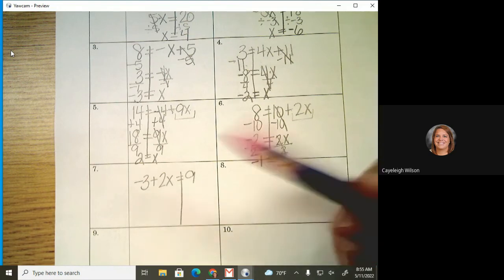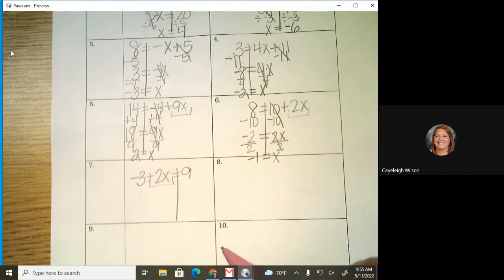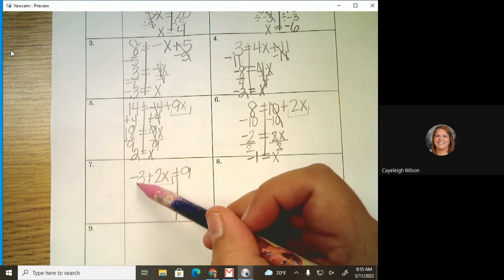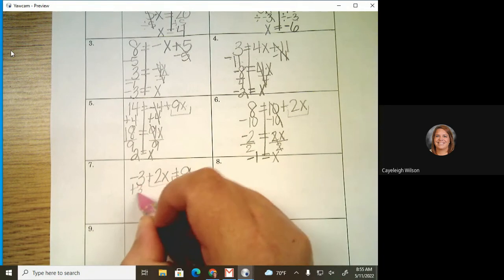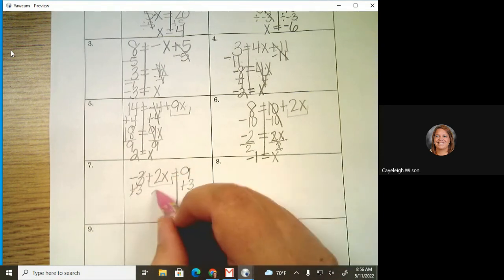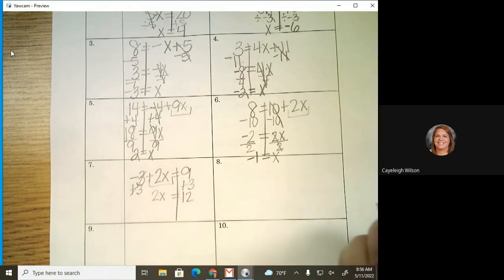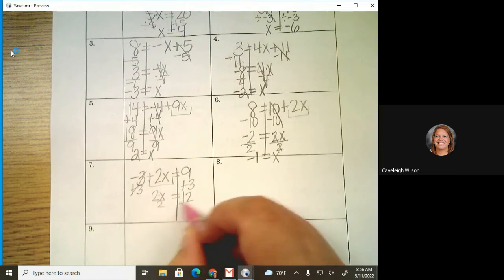Okay, so looking at the side that the x is on, I know I want to get this 2x by itself first. So I need to get rid of this negative 3, because I always want to get rid of the number first, undo the addition and subtraction first to get this 2x by itself. So negative 3, I'm going to add 3. Negative 3 plus 3 is 0. So that leaves me with 2x equals 9 plus 3, that's 12. And then to get x all the way by itself, I'm going to divide by 2.